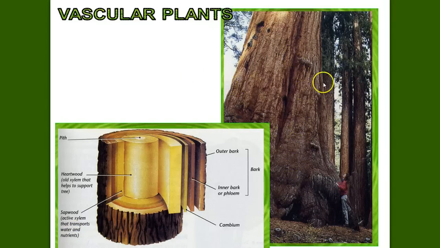This is a vascular plant, a redwood tree. If you were to take this tree and cut what they call a cross section, which is what they show right here, you could see that this tree has old xylem that helps to support the tree in what they call the heartwood, and then newer xylem on the outside. And if you look way out here, right past the bark, you see the inner bark or the phloem. So that's what it looks like in a tree.